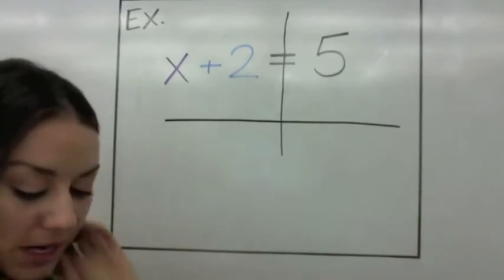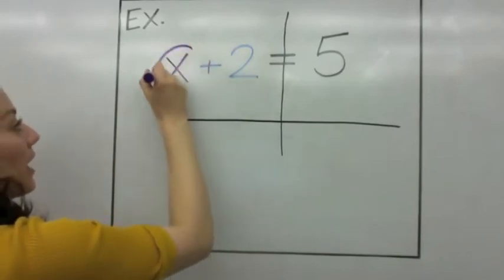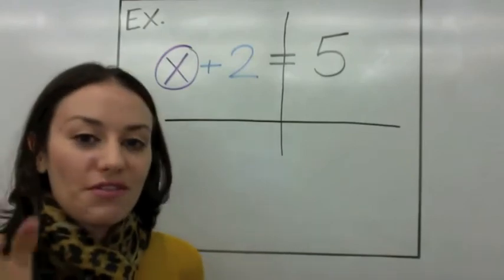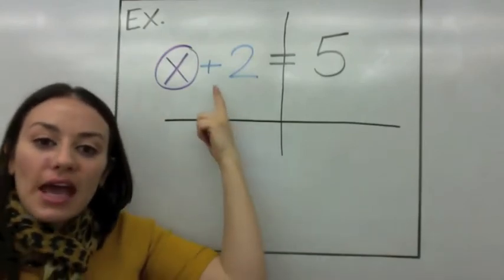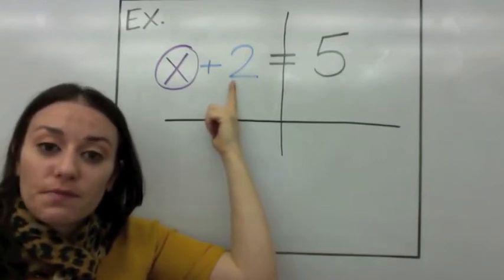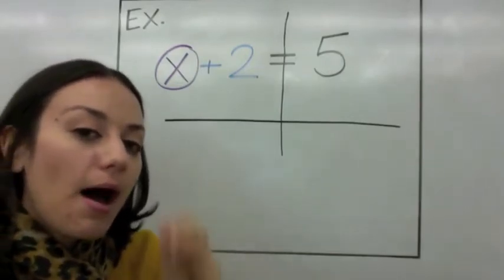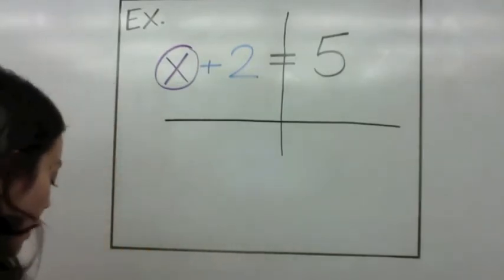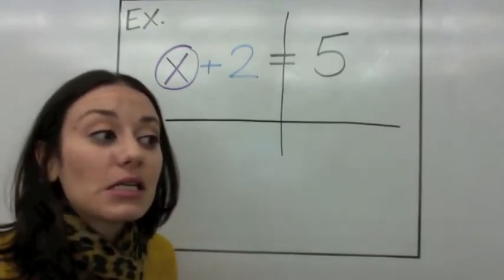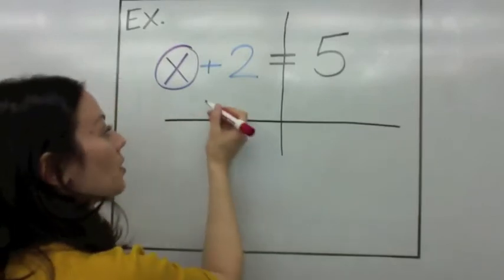Now, the way that you do that is you say, okay, I know that I want to figure out what x is, so I'm going to circle the variable. Do what? Circle the variable. Okay. Now look at the number that is next to the variable. It's positive 2, right? Okay. So now I'm going to ask you, what is the opposite of positive 2? The opposite of positive 2 is negative 2. So right underneath positive 2, I'm going to write negative 2.